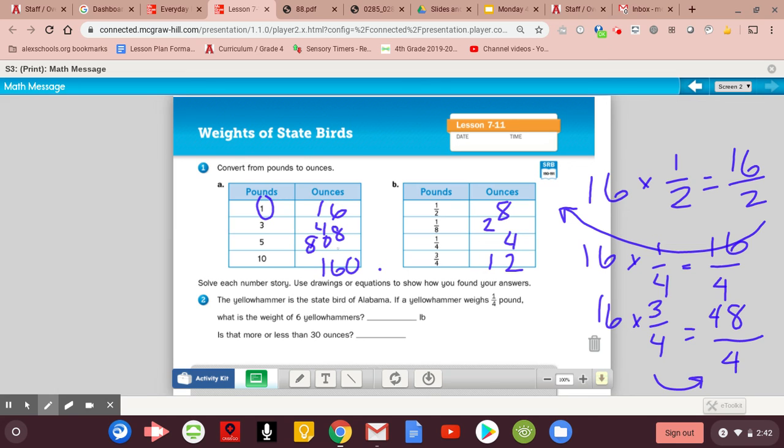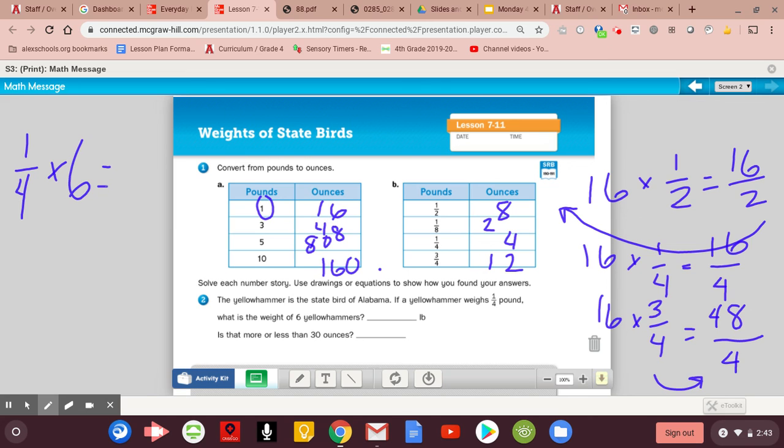So now we are going to look at problem number 2, where it says, the yellowhammer is a state bird of Alabama. If a yellowhammer weighs 1/4 a pound, what is the weight of 6 yellowhammers? So I'm going to move over here, that 1/4 a pound times 6, because we were trying to figure out how much 6 of them would weigh.